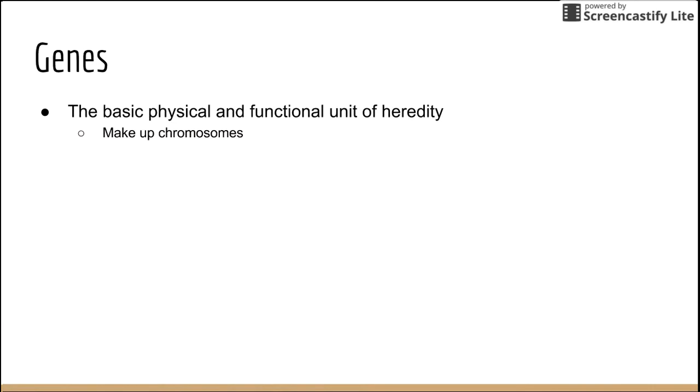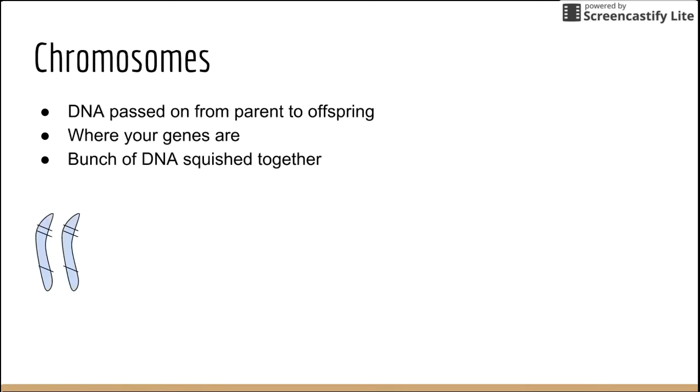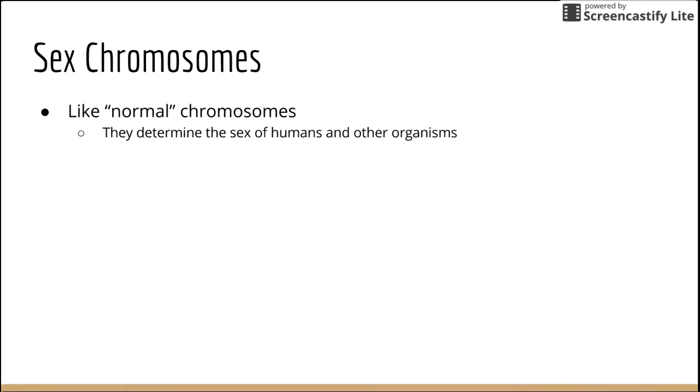Genes are the basic physical and functional unit of heredity. Genes make up chromosomes. Speaking of chromosomes, chromosomes are DNA passed on from a parent to offspring. It's where your genes are, basically a bunch of DNA squished together. Sex chromosomes are a lot like normal chromosomes, but they determine the sex of humans and other organisms.